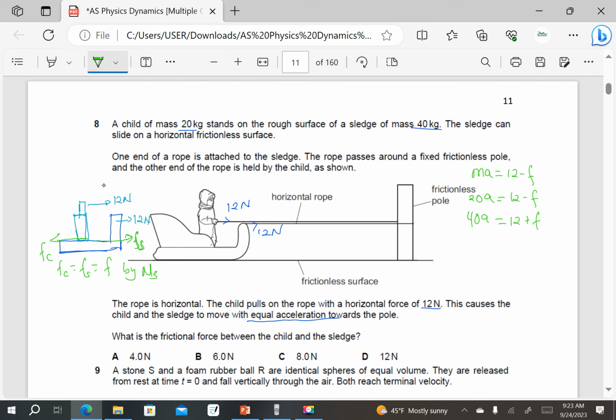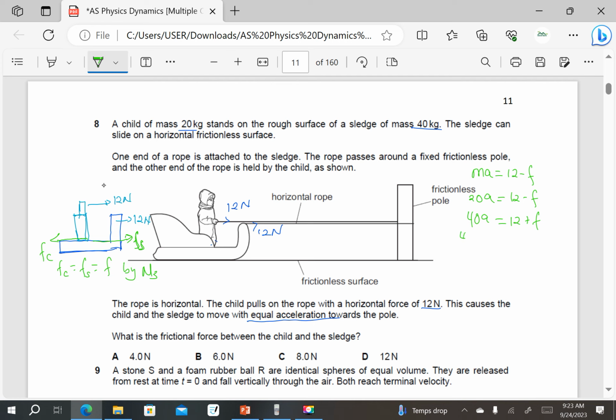So when I add the two equations, I have 40... So how do I want to solve this? Okay, I didn't want to find the acceleration, I just wanted to find F directly. So to find F directly, I'll just divide.